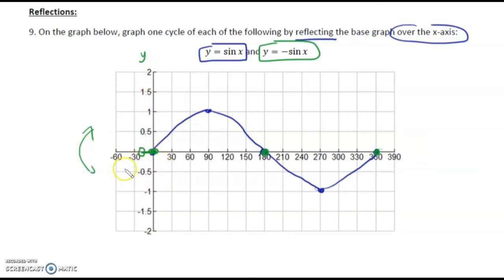So 0 is not affected by a reflection. It's still going to be an x-intercept. But this 1 is now reflected to -1. And then this -1 is reflected up to 1. And that is the graph y equals negative sine x.